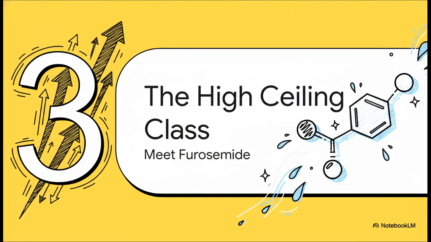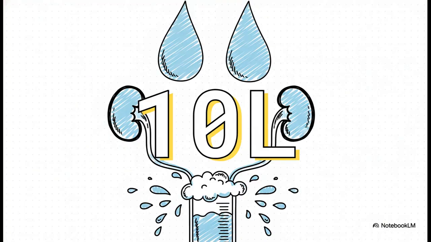Okay, everyone, please pay close attention now. Let's zoom in on that most powerful class, the high-ceiling diuretics. We're going to focus on the prototype, the leader of the pack, furosemide. This is where things get really interesting. To understand just how powerful furosemide is, look at this number, 10 liters. Just let that sink in for a moment.